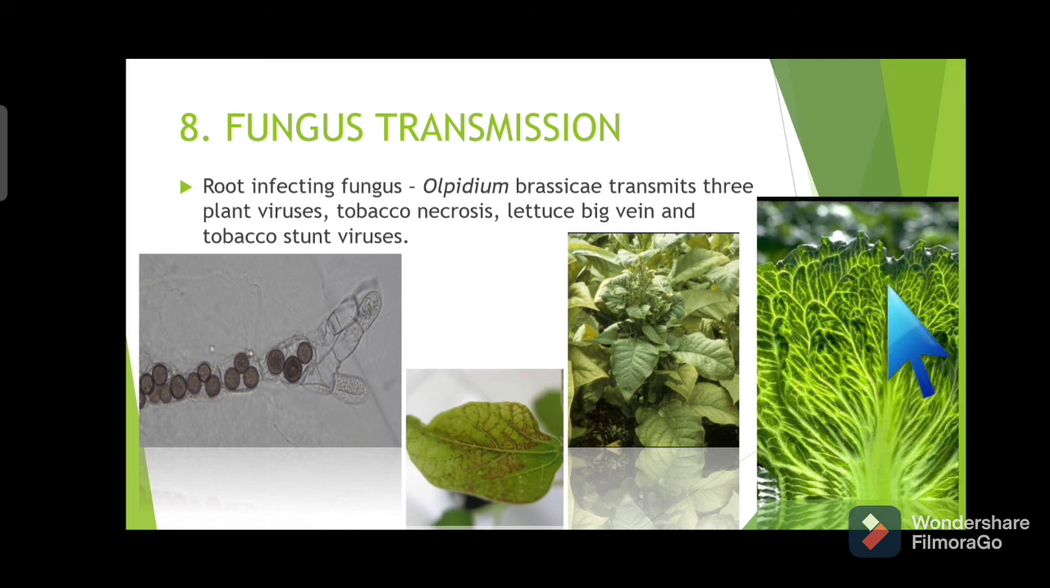Here you can see these infected lettuce plants. They have so many veins, that is why the name of the disease is lettuce big vein. As you can see, the veins look big in the infected lettuce plant. And another disease is tobacco stunt virus disease. So all these three types of viruses are transmitted by this fungus Olpidium brassicae.